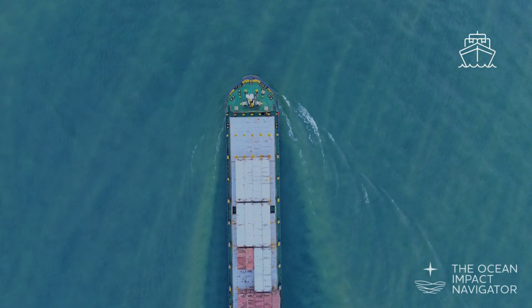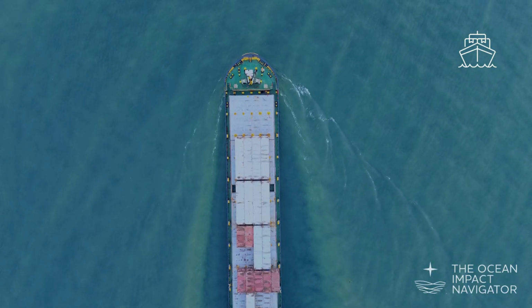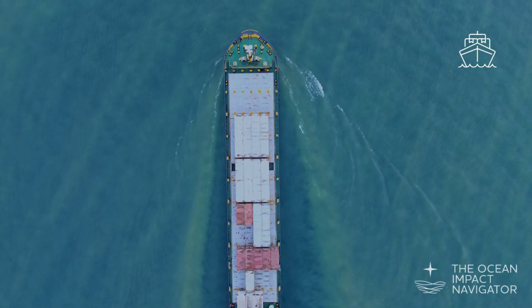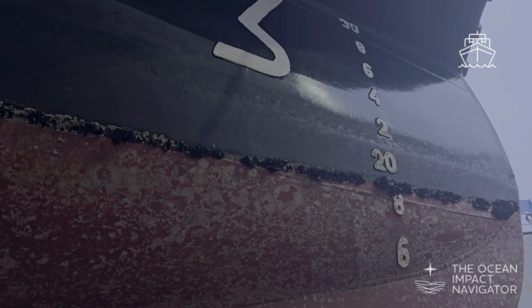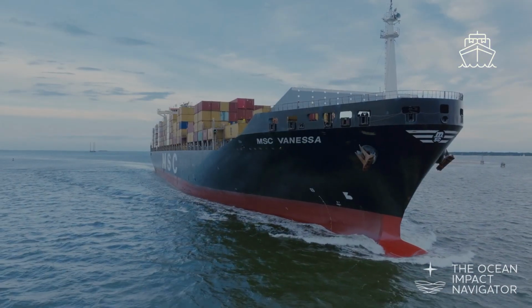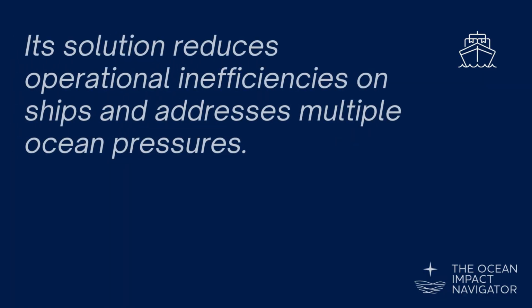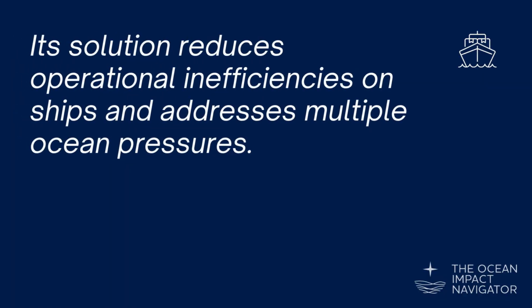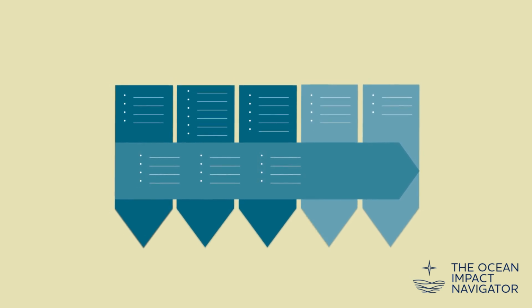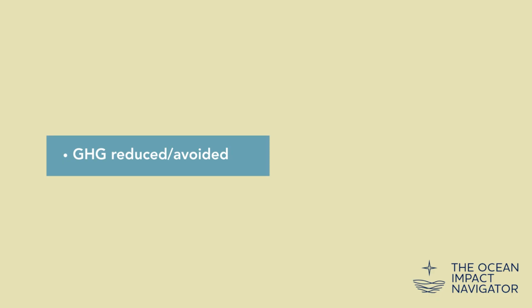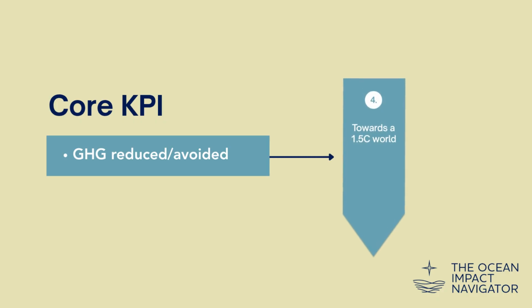Let's return to our ocean technology company from a few modules back operating in the maritime sector. The startup aims at reducing biofouling by constantly cleaning ship hulls. Its solution reduces operational inefficiencies on ships and addresses multiple ocean pressures. Within the Ocean Impact Navigator framework, this company has identified GHG emissions, reduced or avoided as its core KPI. This KPI belongs towards a 1.5-degree world impact area.